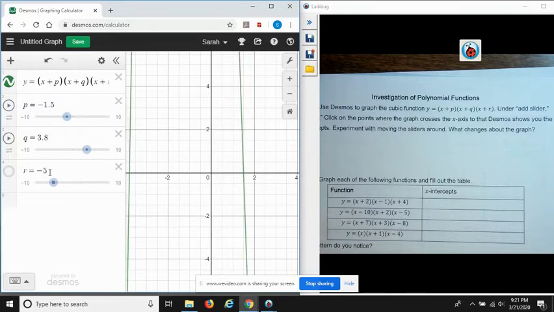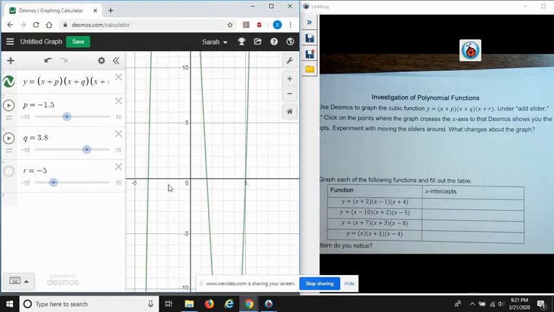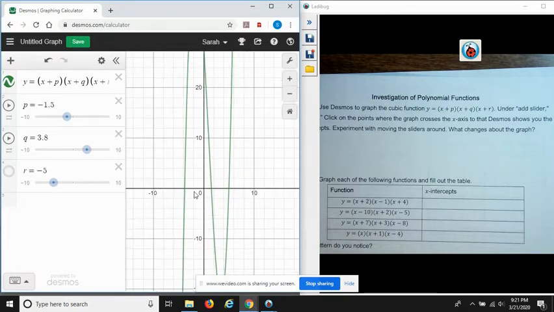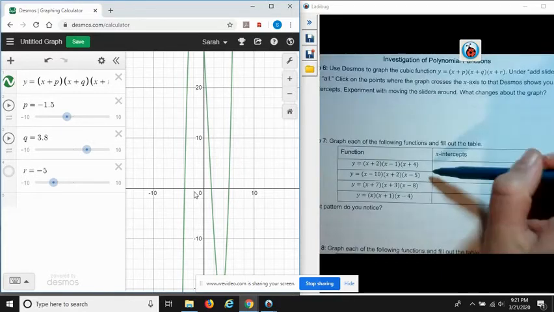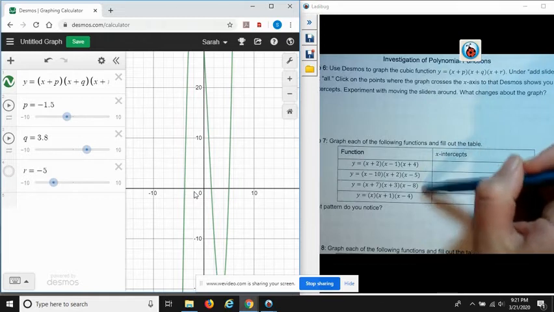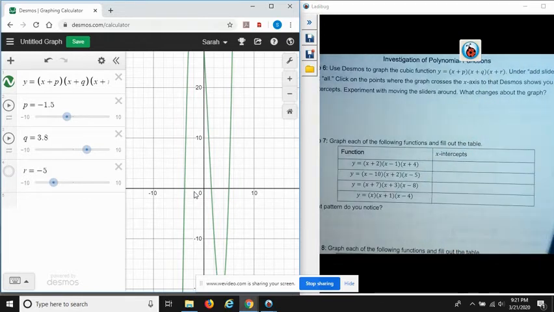Okay, and you can zoom out. This is super zoomed in. I forgot about that. So you can zoom out to see what's going on. And so just answer those questions. Then it's going to want you to graph each of these functions. So let me clear these guys out.